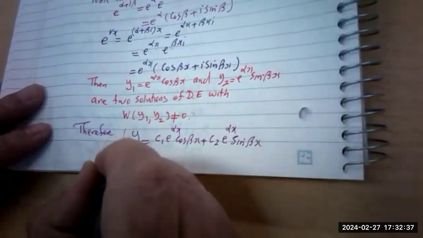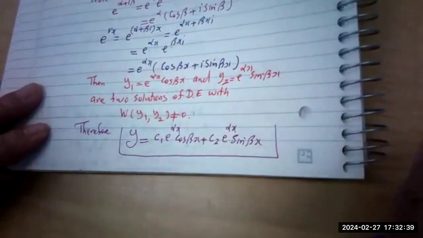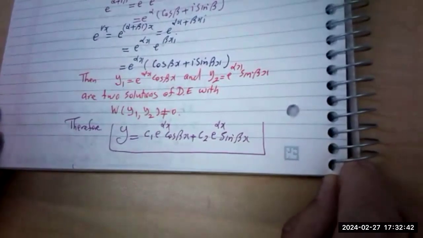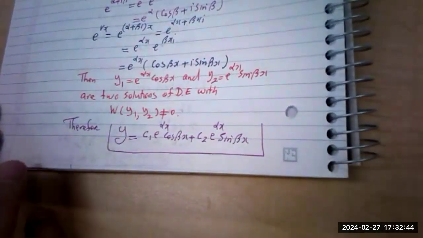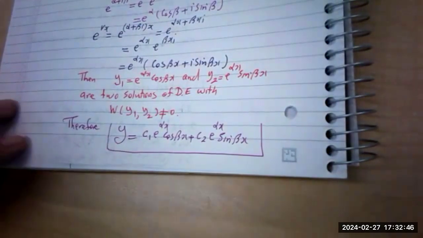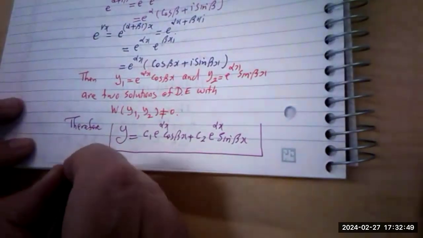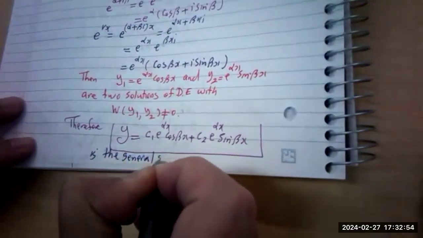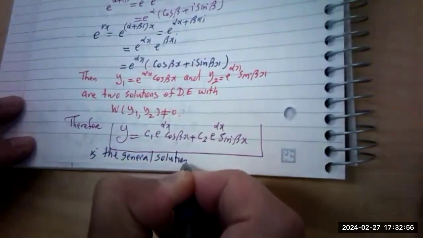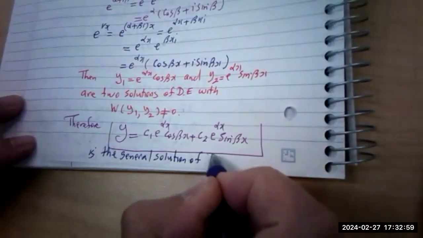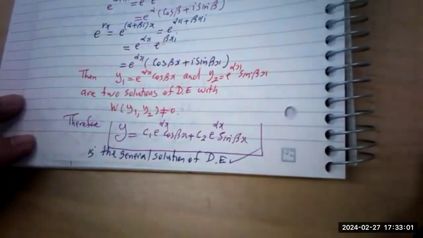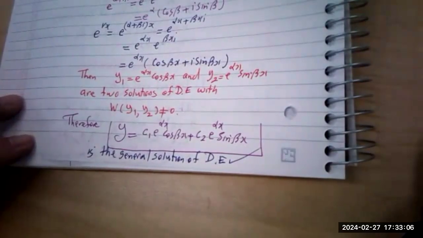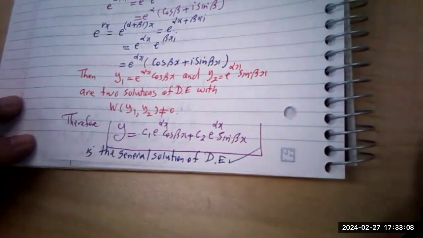Some people pull out the e to the alpha x as a factor, but we prefer to write it down in this form. If you pull it out as a factor, we don't mind. So this is the general solution of your differential equation. You see? Nicely done. Very easy method. You can extend this to any power. This is the second order. You can do it.